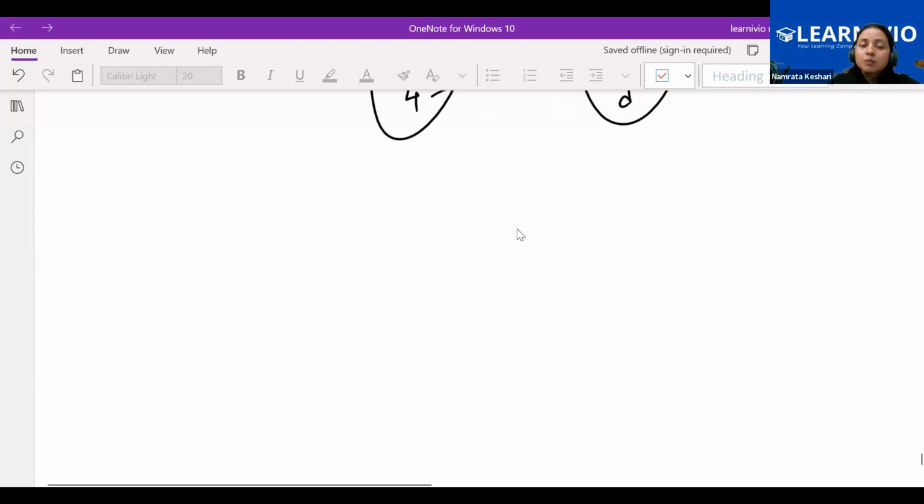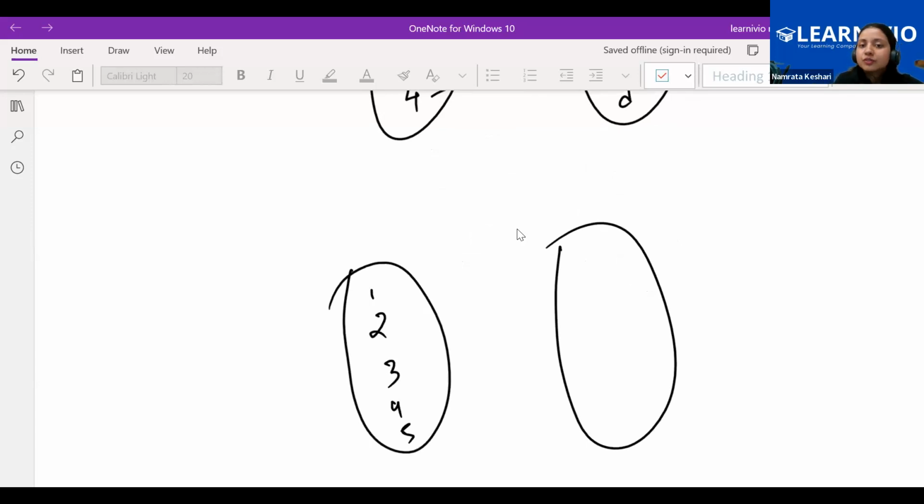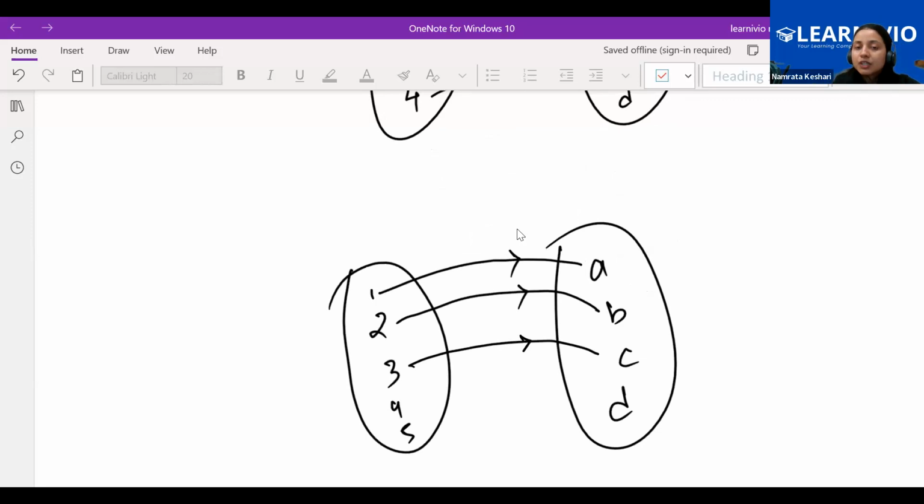Now suppose I take another example. Here we have 1, 2, 3, 4, 5, and here A, B, C, D. 1 has one image A, 2 has one image B, 3 has one image C, and 4 has one image D, and 5 does not have any image. That we have also seen in our relation, and we will be taking those examples also. This is not a function.